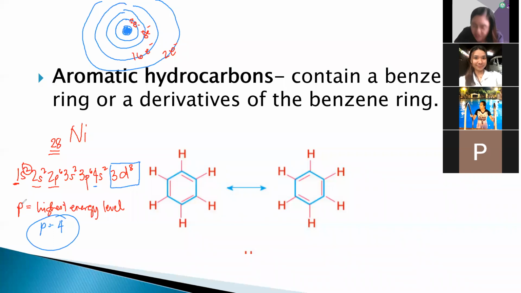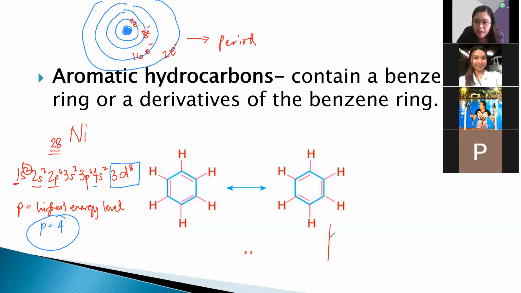So the principal quantum number represents the highest energy level being occupied by the electron, and the correct answer here is 4. It reached the 4th energy shell when it comes to the distribution of the electrons in the energy shell, and you can confirm it with the period where nickel belongs.